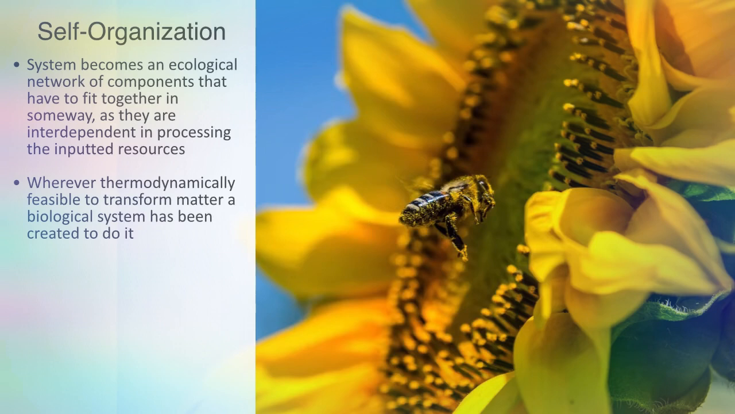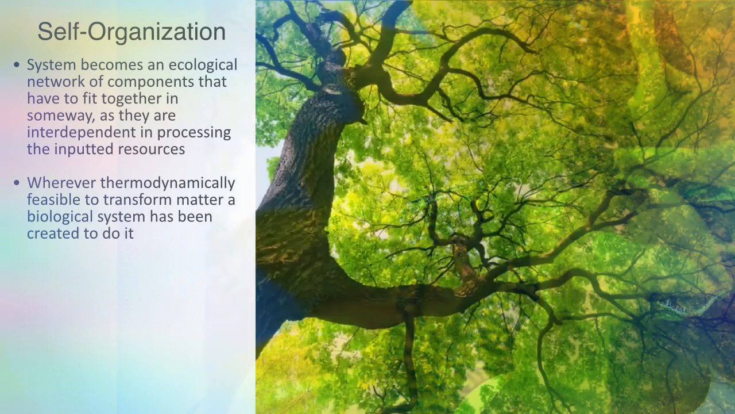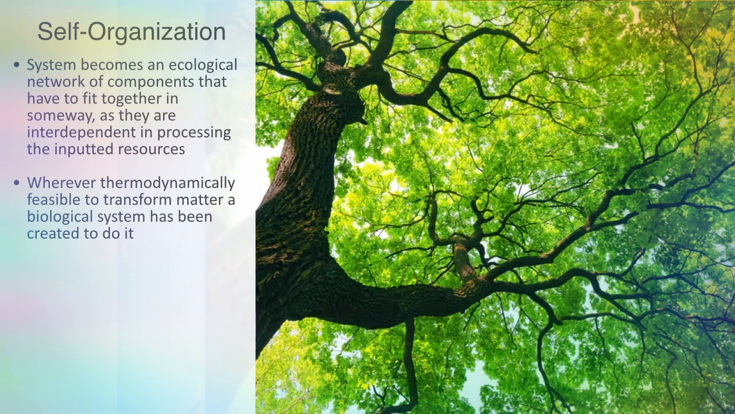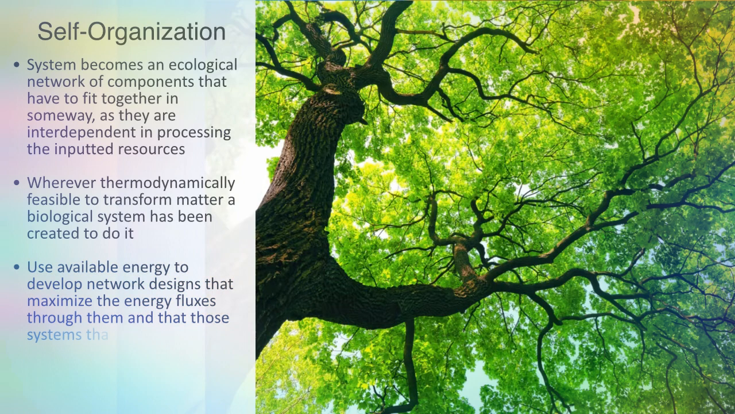This insight has been captured in the so-called maximum power principle, MPP, first posited by Alfred Lotka, which states that self-organizing systems, especially biological systems, capture and use available energy to develop network designs that maximize the energy fluxes through them, which are compatible with the constraints of the environment, and that those systems that maximize the throughput will endure. Thus, the maximum power principle governs expediencies or efficiencies in both the ecosystem's functional and structural development.